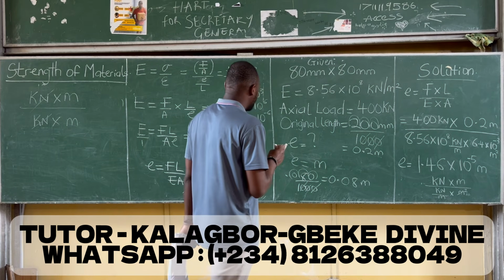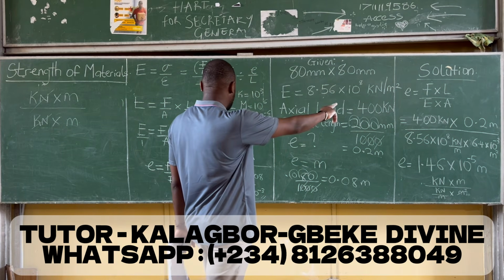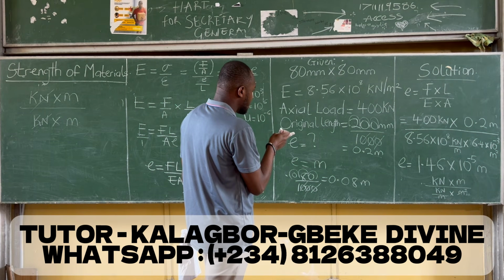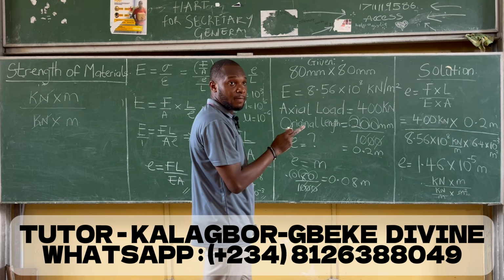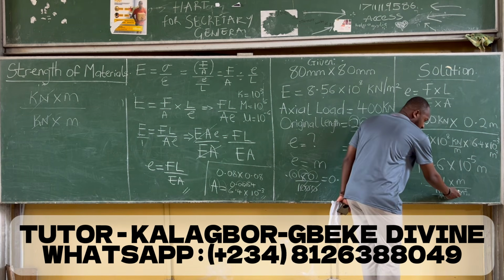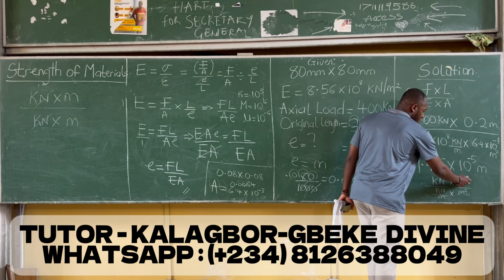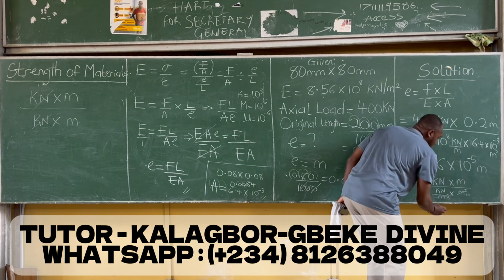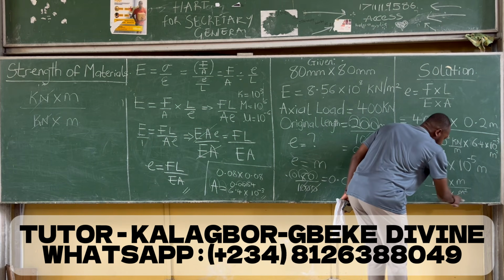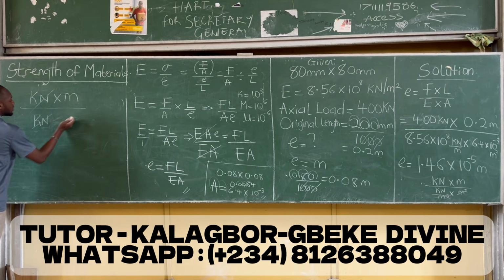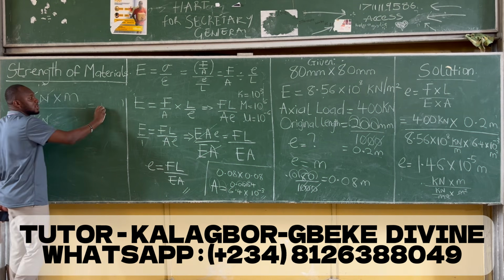So let me check. 0.2 what? Millimeters. Original length, okay. Where? That's this one. Okay, it's square. So the square will cancel out the square, so we're left with nothing, right? All right, thank you for noticing that. So we're left with nothing here, right? So kilonewton will now cancel out kilonewton, and our final answer will be left in what?